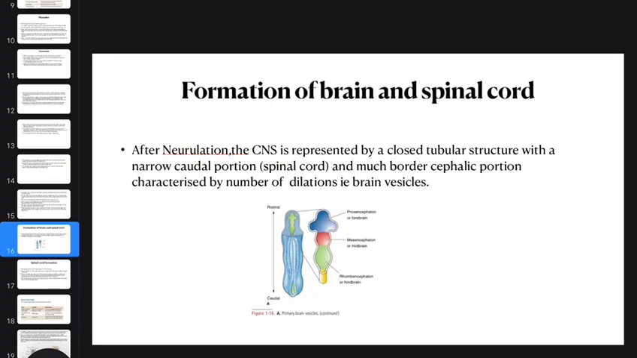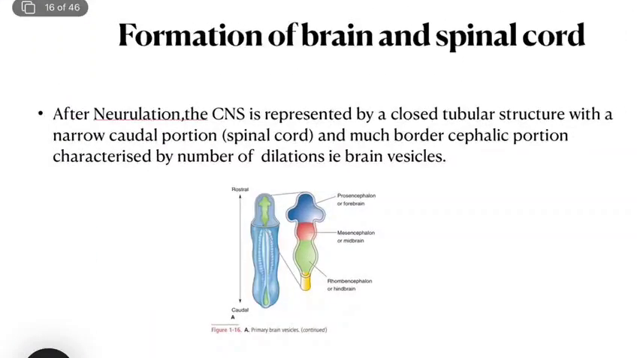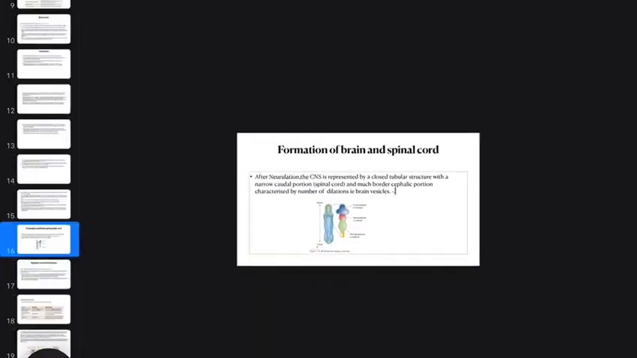Then let us come to the formation of the brain and the spinal cord. After neurulation, the CNS is represented by a closed tubular structure with a narrow caudal portion and a much broader cephalic portion, characterized by a number of dilatations, the brain vesicles.